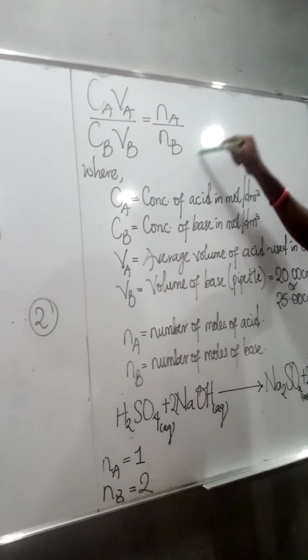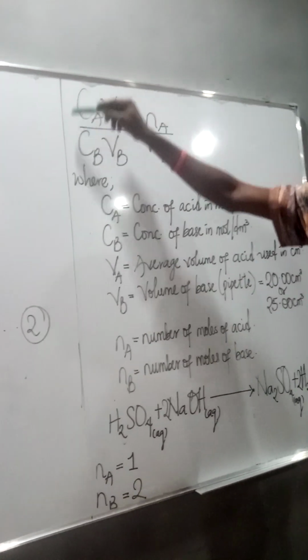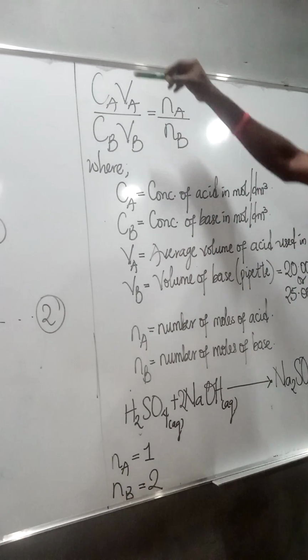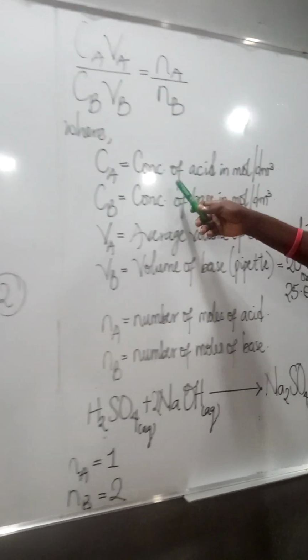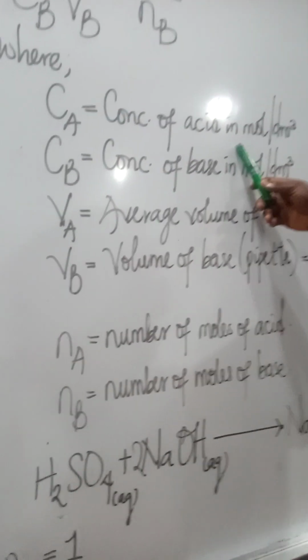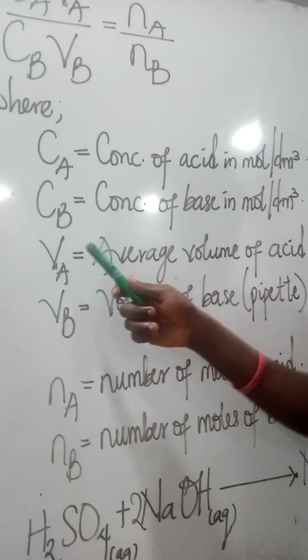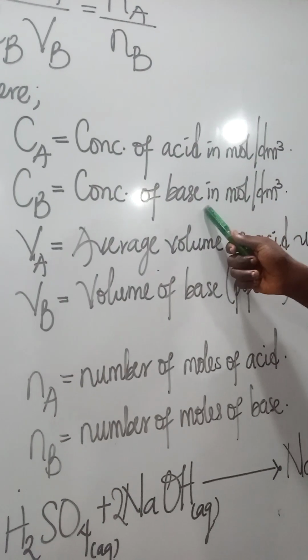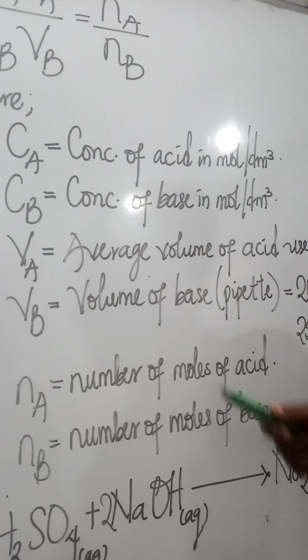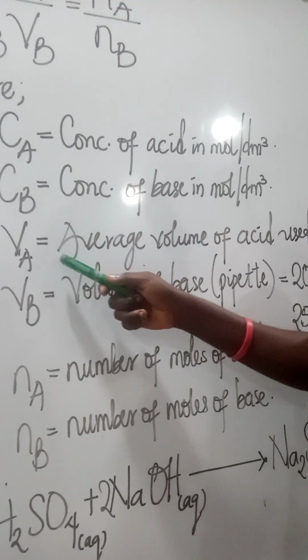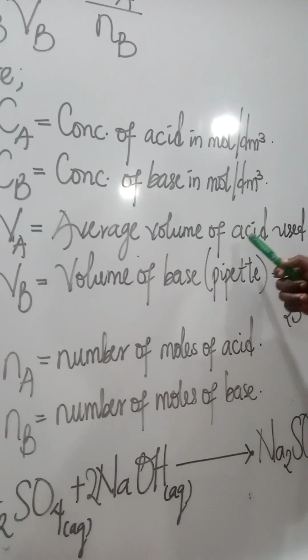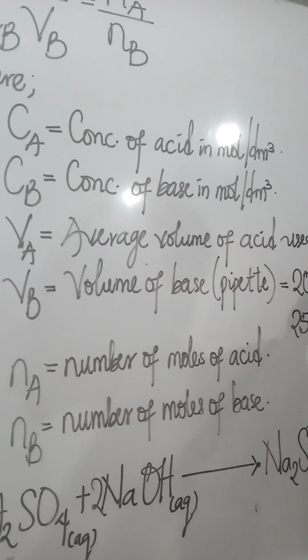Now this is the expression. Here we have Ca as the concentration of the acid in mole per dm cube, while you have Cb, the concentration of base in mole per dm cube. Va is the average volume of acid used in cm cube.